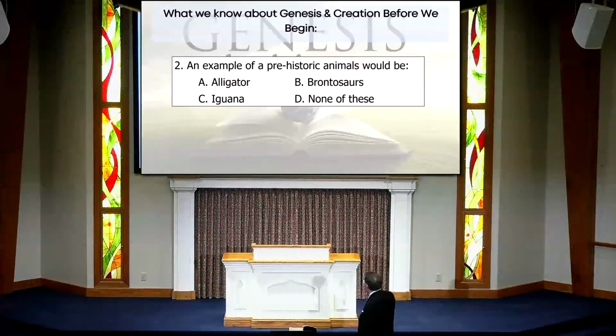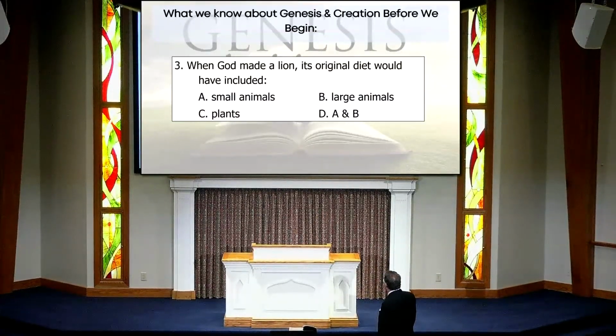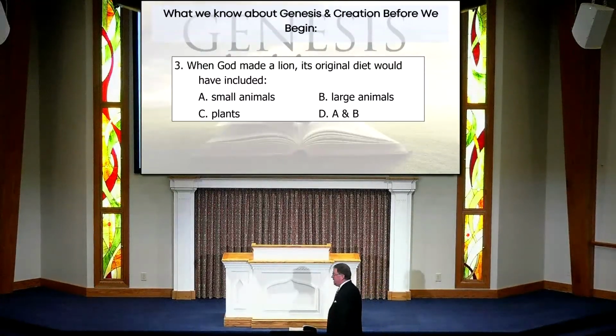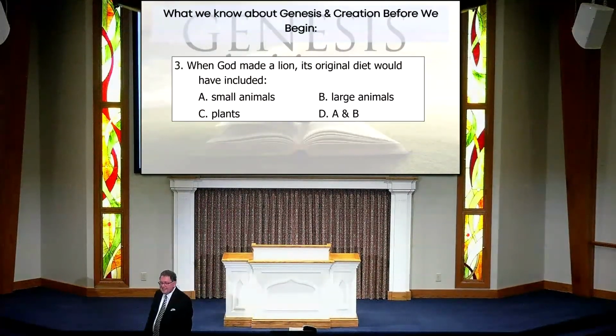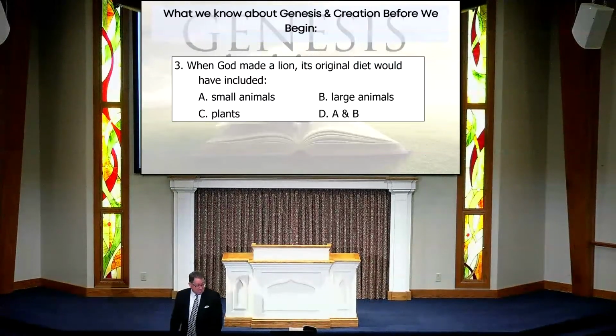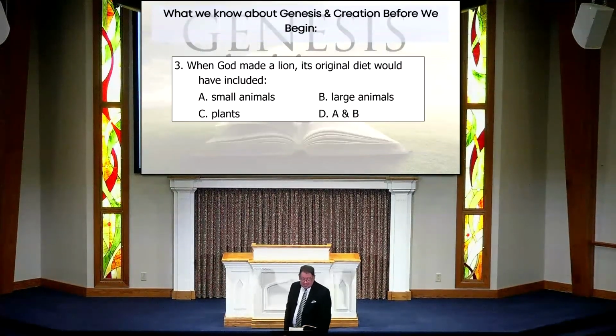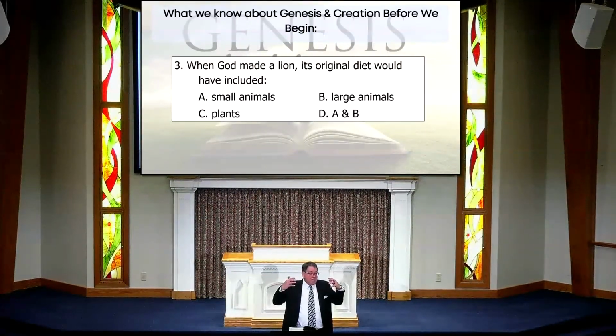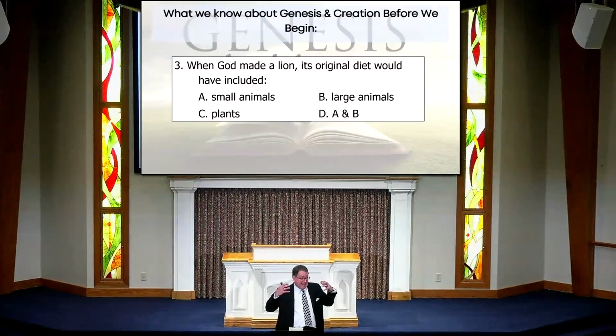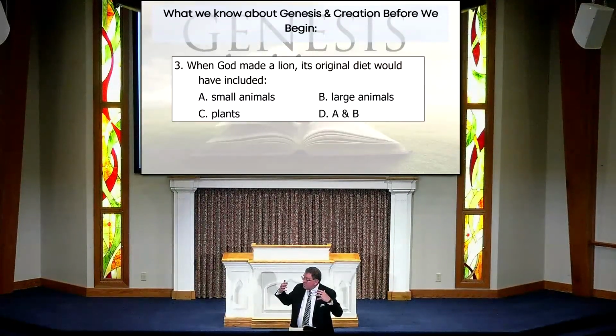Number 3, when God made a lion, its original diet would have included small animals, plants, or large and small animals. Where did you get that from? You're right. Let's turn in your Bible. Genesis chapter 1, look at the last 2 verses. Once again, that just changes how we see things. Now, what we're going to notice, there's been a change take place. If we go to the zoo today and we give him a nice salad, that lion's not going to eat that salad. He'll eat the hand that gives you that salad. Lions today are meat eaters, but not originally.